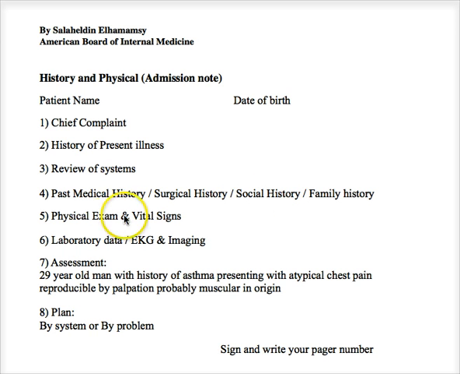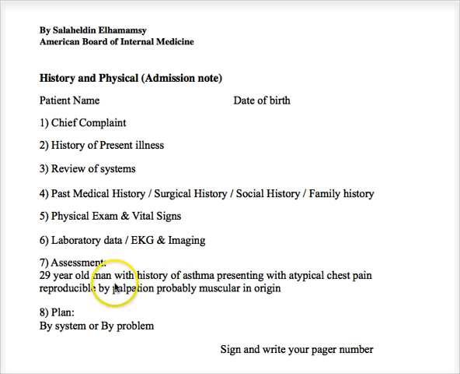And then you go to the physical exam. So you start with the general exam, then vital signs, and then you take the patient head to toe and document your exam. And then you go to the data, which is the laboratory data. You write the labs, and then you write the EKGs and the imaging studies. You get them usually from the electronic medical record, from the EMR.